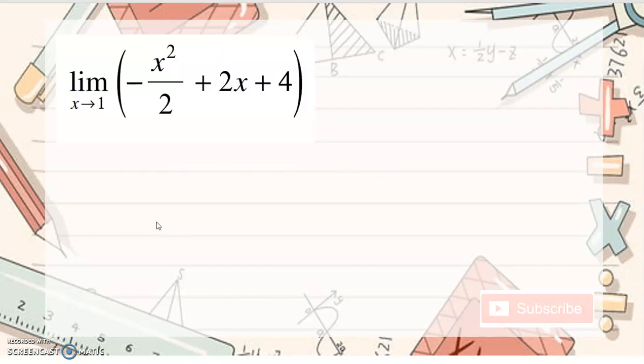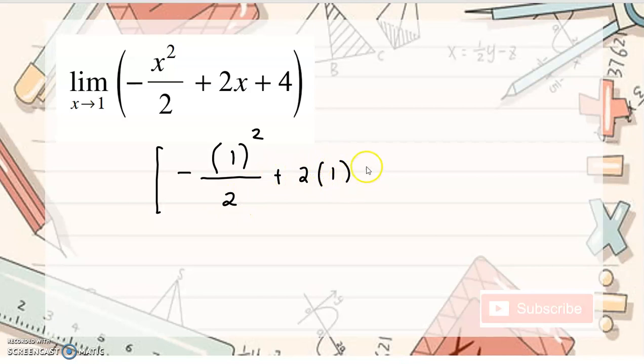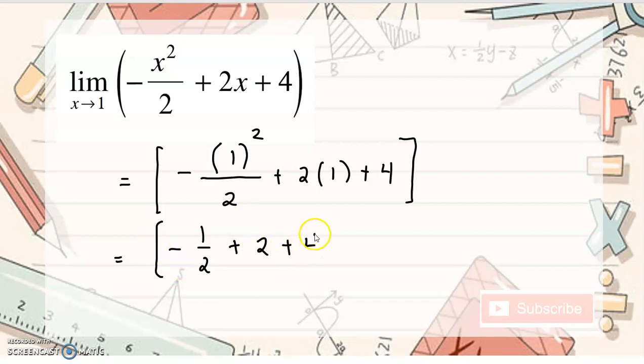For the second example, we would like to know what is the limit of negative x squared over 2 plus 2x plus 4 as x approaches 1. So in here, the value of x is 1. So this would be simply negative, then positive 1 squared over 2 plus 2 times 1 plus 4. So this would be equal to negative 1 half. So 1 squared is just 1. Then 2 times 1, that is positive 2 plus 4.